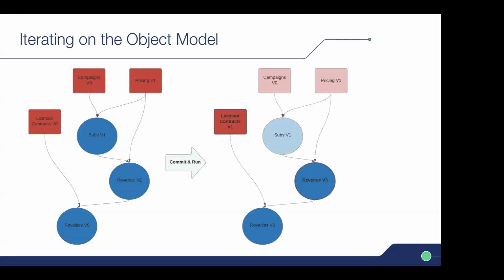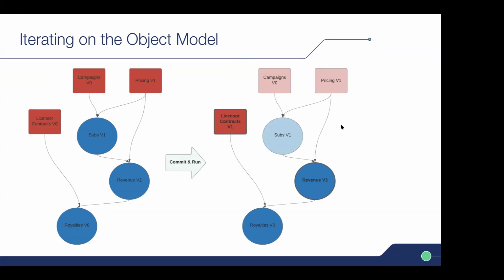And let's say someone updates the licensor contracts and creates a new version, and they update the revenue to be V3 down there, we can see, and then they do a run. So we commit this graph back to the repository, and we can see the top pieces of the graph have not changed at all, but these other pieces have. And so we have new pointers to each of these nodes in the graph.